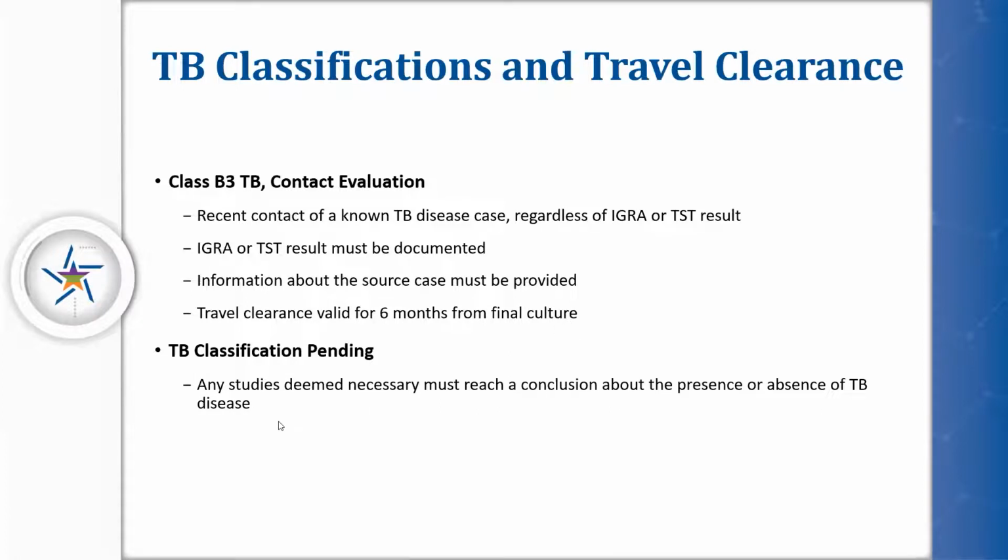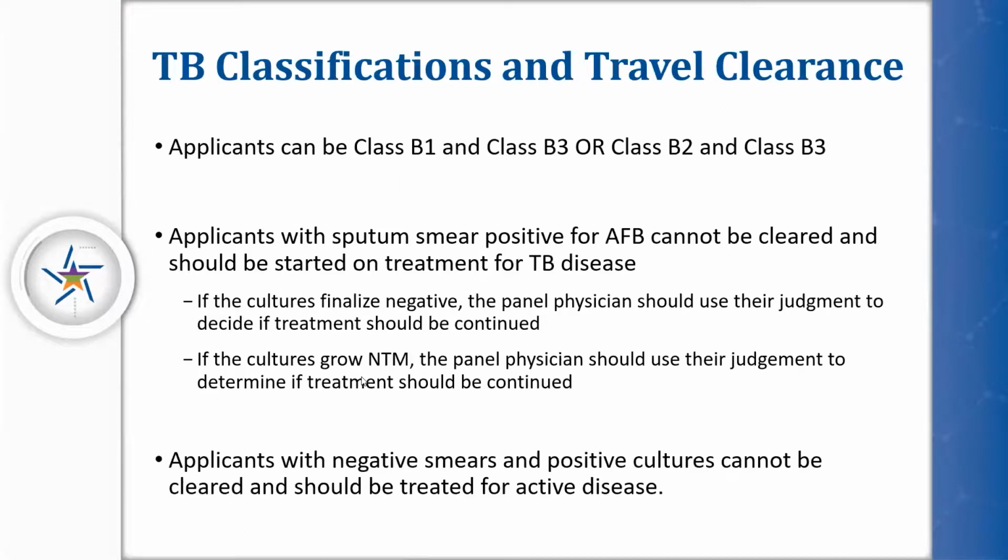And then anyone with classifications pending, any studies that are deemed necessary, must reach a conclusion about the presence or absence of TB disease. You have to rule out active disease before the person can travel and have anything else pending. So keep in mind that applicants can be a Class B1, which is someone that you were suspecting, or you did a workup for TB, they had signs and symptoms, or they had a chest x-ray finding, and they can be a B3, which is someone who is a contact to someone.